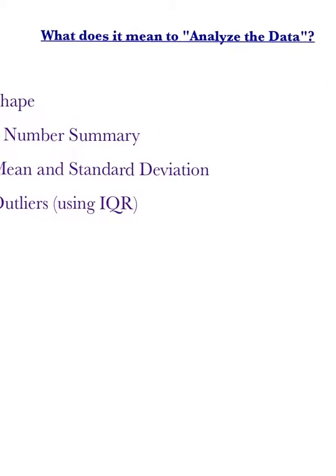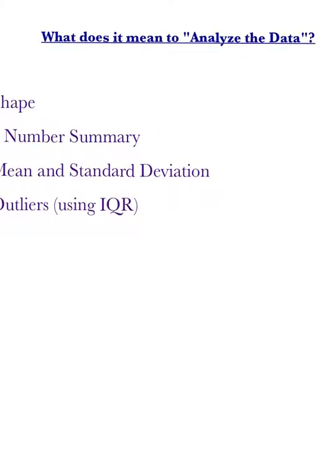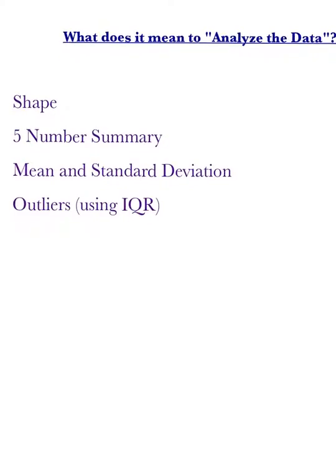All right, so now in the next problem set, I'm going to ask you to analyze the data. And so now let's just go ahead and define what does it mean to analyze the data. So first you're going to have to give me the shape. And the shape, what I mean is, what is its skew? Is it skew right, skew left? Is it no skew? Next, I'm going to ask you for the 5-number summary. So 5-number summary is the min, quartile 1, the median, quartile 3, and the max. That's the 5-number summary.